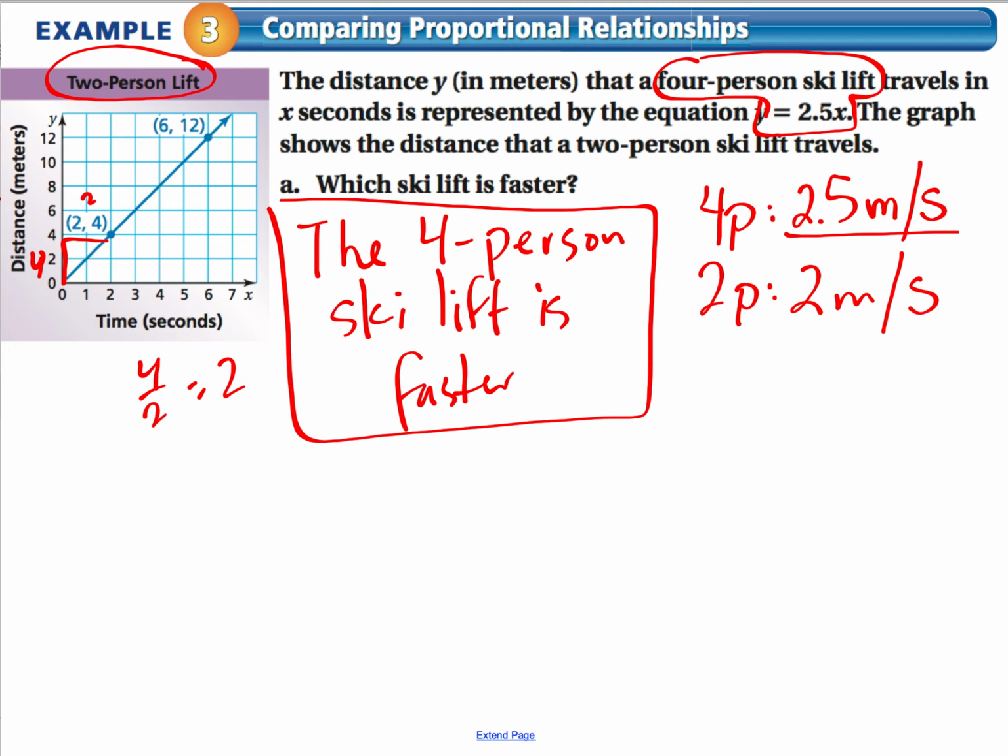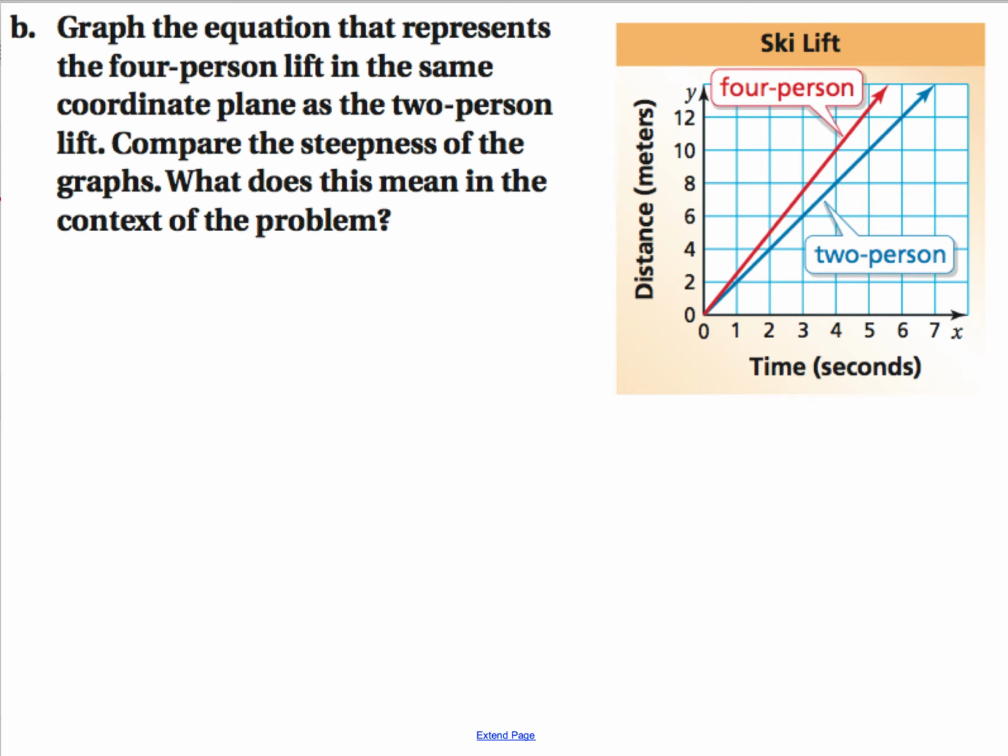Okay, let's make further comparisons here. If we graph the equation that represents the 4-person ski lift on the same coordinate plane as the 2-person lift, we can compare the steepness of the graphs. What does it mean in the context of the problem? All right, you should recognize or notice that the red line is steeper than the blue line. The 4-person ski lift has a steeper slope than the 2-person ski lift. This steeper slope means that it has a bigger slope number. Now, since the slope number represents how fast it's going, it means it's going faster. So here, the steeper line equals faster ski lift.